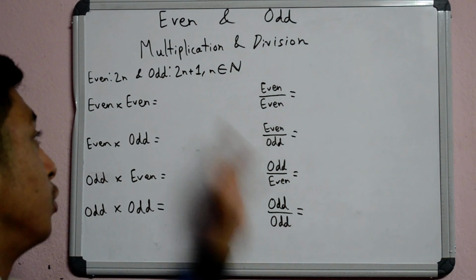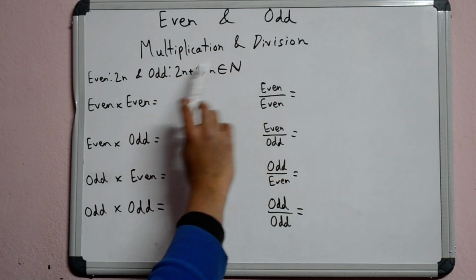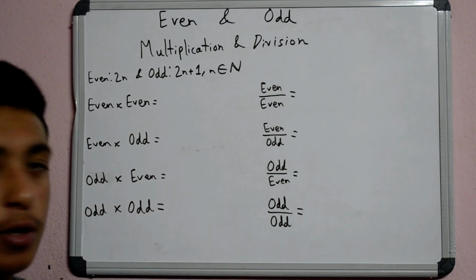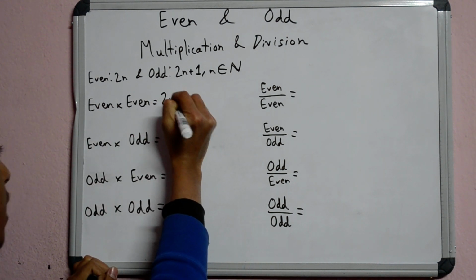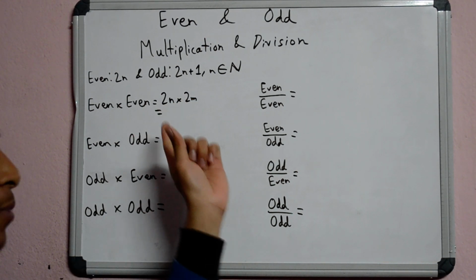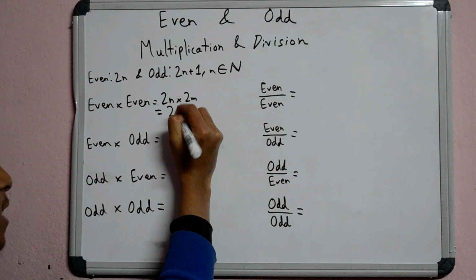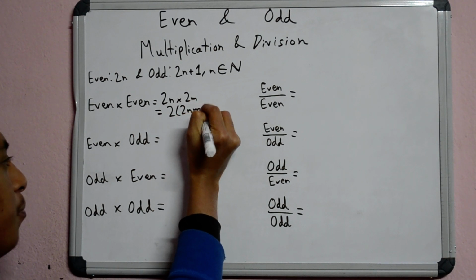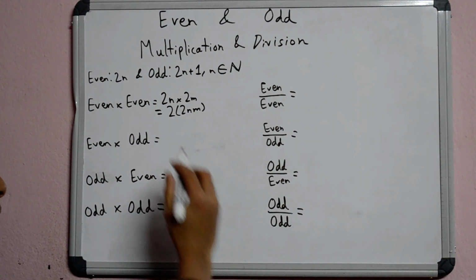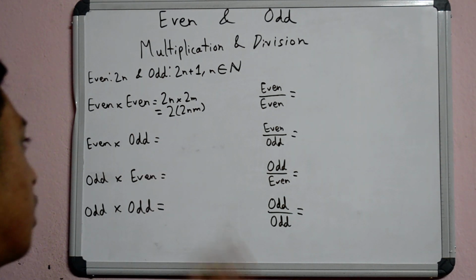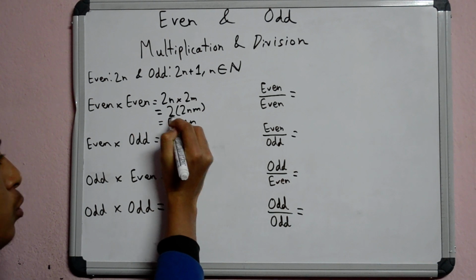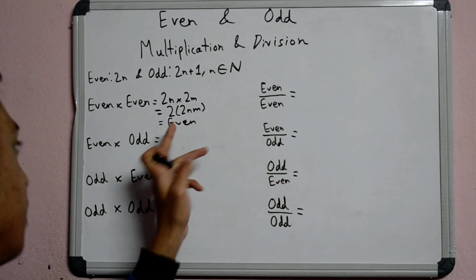Hello guys, welcome to even and odd numbers, multiplication and division rules. Now, even times an even number. So let's say 2n multiplied by 2m. Well, you can simply put the 2 outside and in the bracket you can put 2nm. Obviously this will be 4nm, but this is also right. And here this step is much easier because you can directly prove that this is an even number because 2 into any number is an even number.